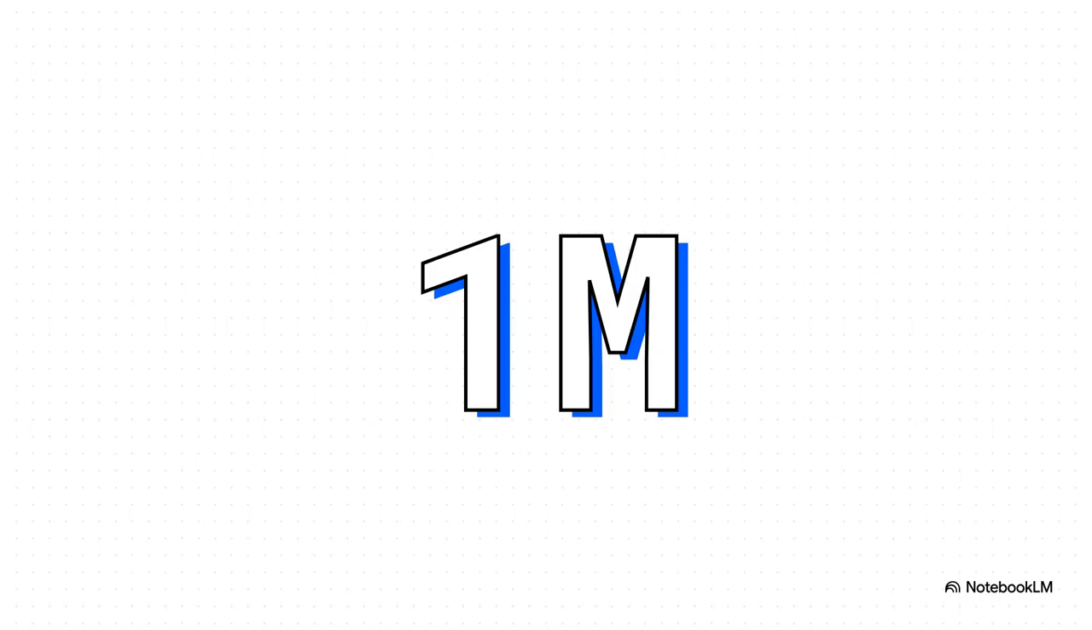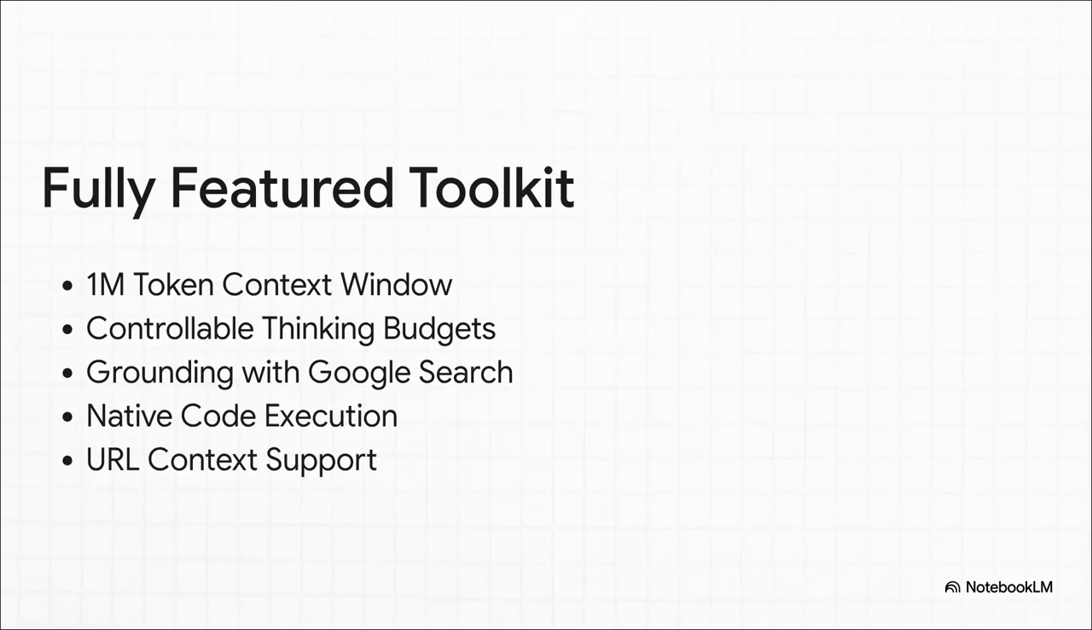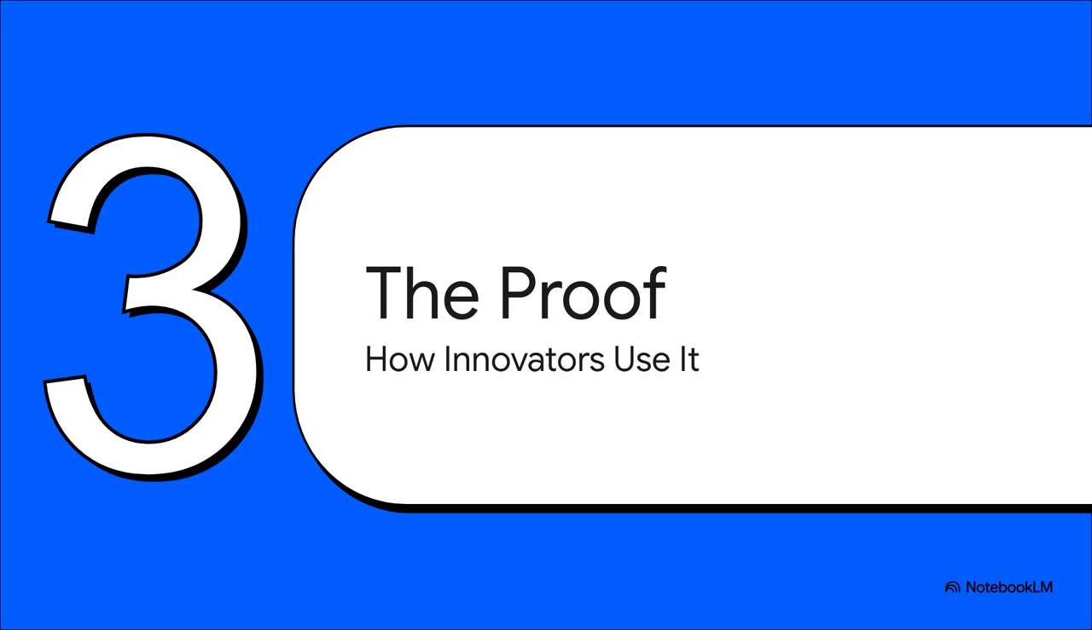And if you really want to understand its power, check this out. It comes standard with a 1 million token context window. What does that mean? It means it can process and reason over the equivalent of a 1,500-page book or hours of video, all in one shot. The scale is just mind-boggling. And this isn't some stripped-down, budget version when it comes to features. You get the whole toolkit. Things like grounding with Google Search to make sure answers are up-to-date and fact-checked, and even the ability to execute code. So you're not sacrificing capability for speed. You're actually getting both.